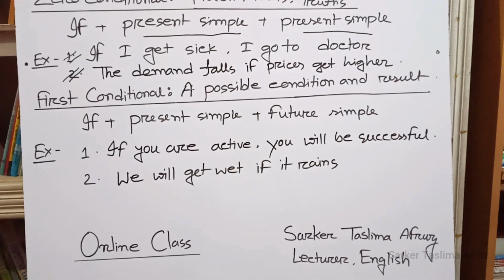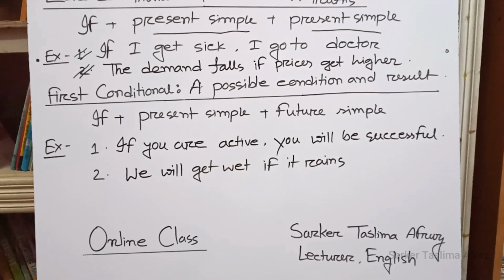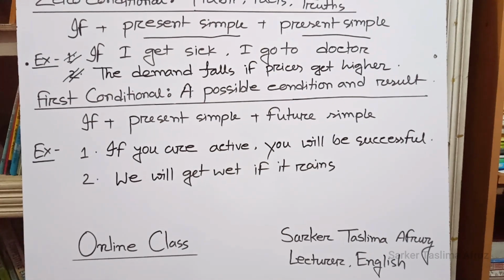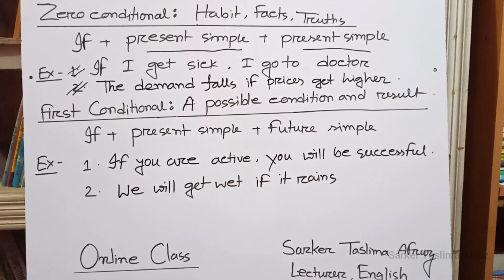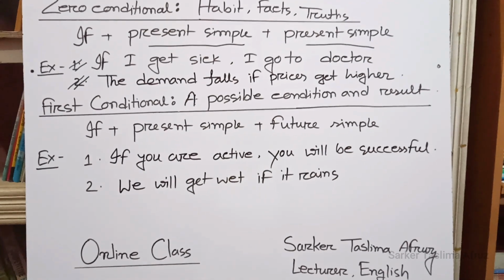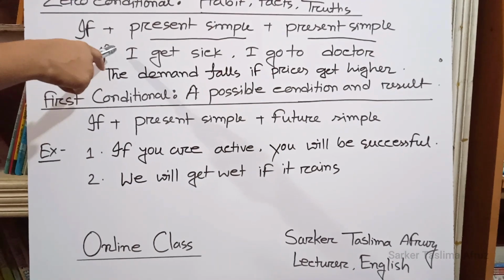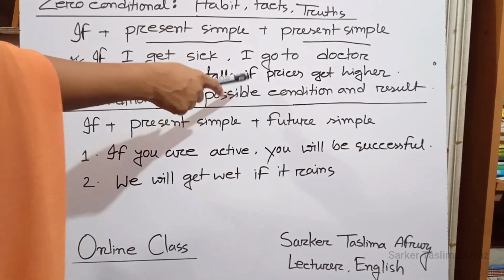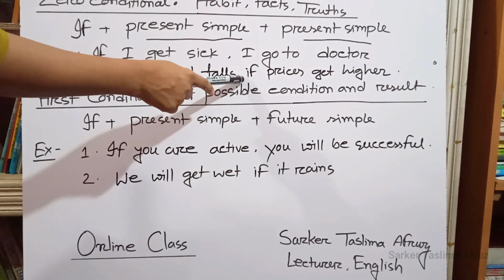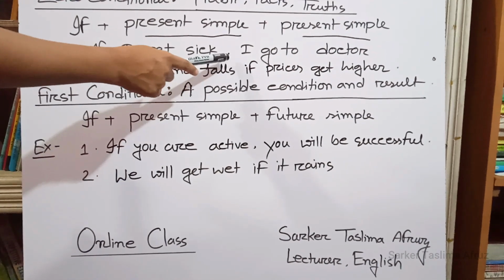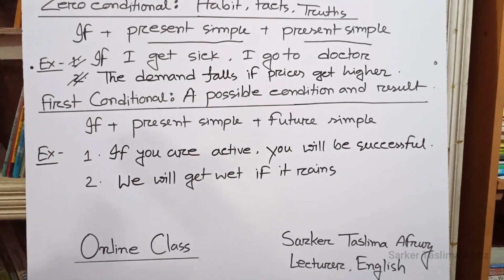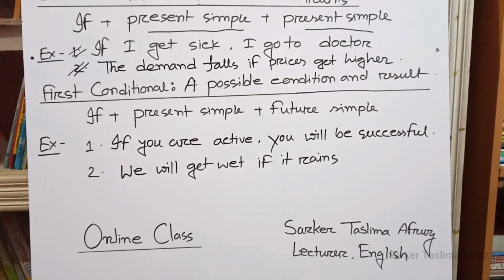So when such a situation comes, you are permitted to use the conditional if, and when you are using present simple in both clauses, in that case it is zero conditional. So one important thing I must say here, if can be used at the beginning or in the middle of the sentence. But when you are using it in the middle, you are not permitted to use a comma. But when you are using if at the beginning, in that case you have to use a comma in the middle of the sentence. I hope, dear students, you understood about zero conditional.